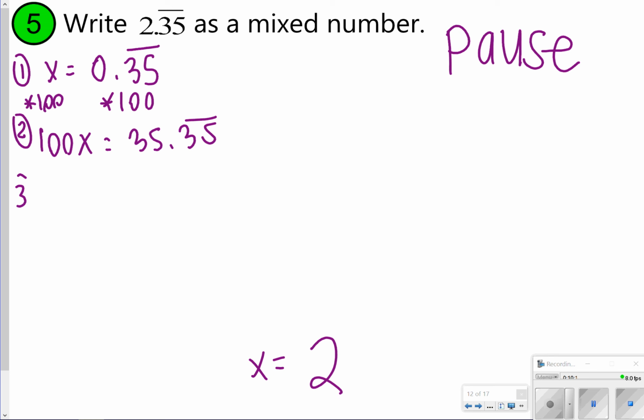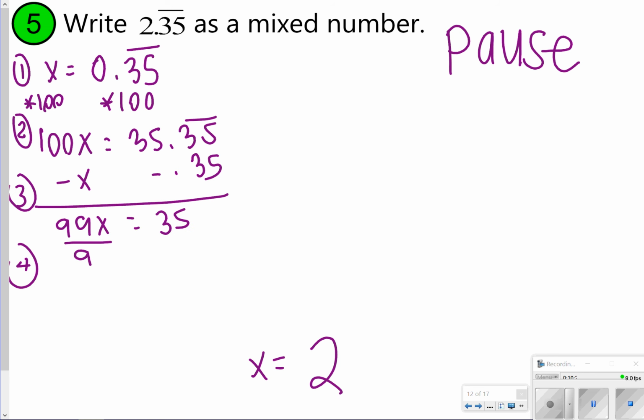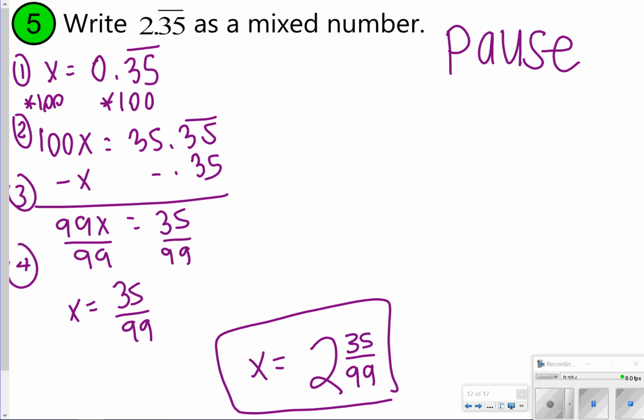Step 3, subtracting the original problem. 99x is equal to 35. Step 4, solve for x. Divide by 99. So my fraction is 35/99 because I cannot simplify it anymore. So basically I just need to write 2 and 35/99 as my answer.